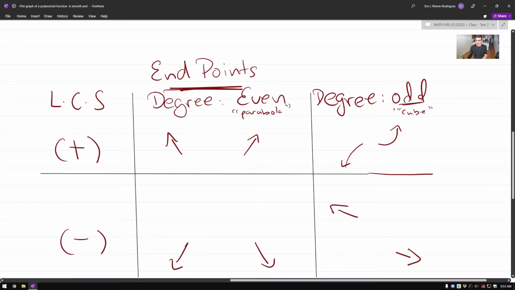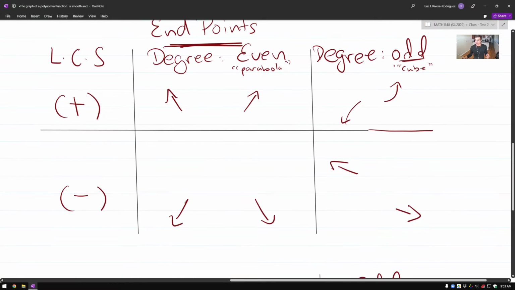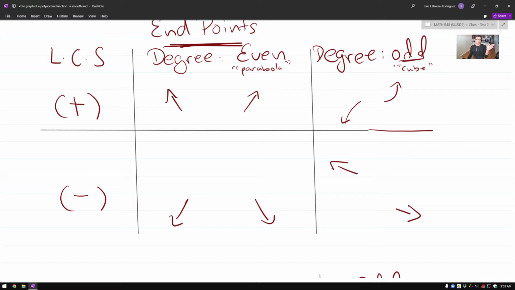So the only thing that we are not going to be able to determine is what's happening in the middle. But for the endpoints, if the left goes down and the right endpoint goes up to the right side, it means that the degree is odd and the leading coefficient is positive. Otherwise, if the left side goes up and the right side goes down, that means that the degree is odd but the leading coefficient is negative.